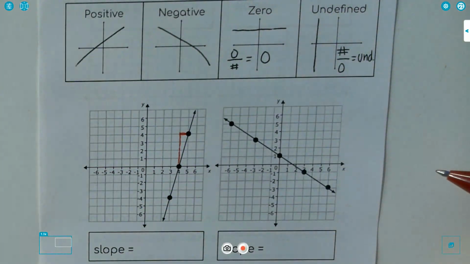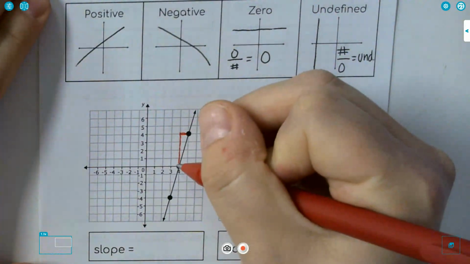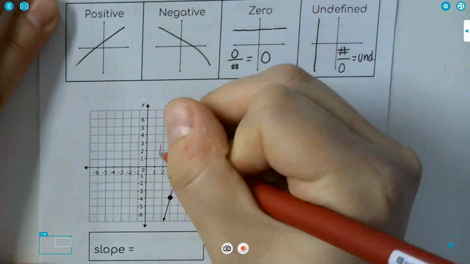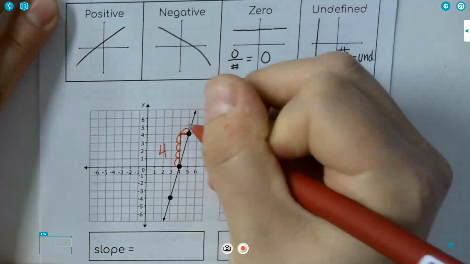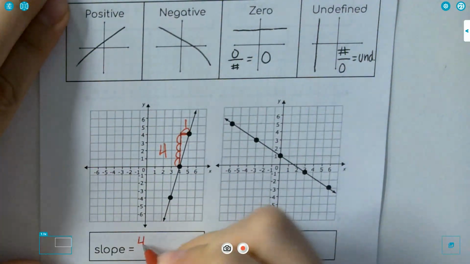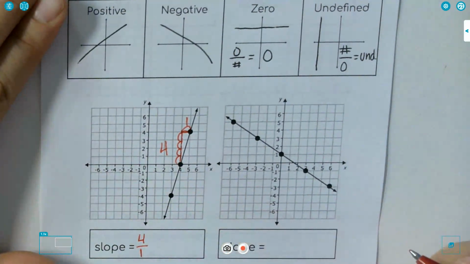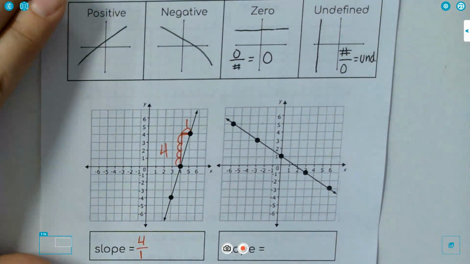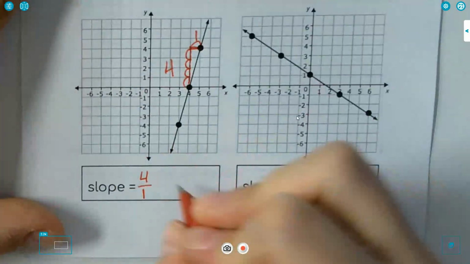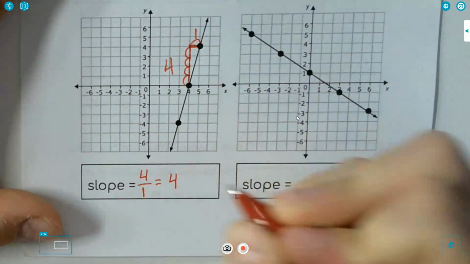When we are finding our slope, I like to draw, I call them scallops. I like to count like this and go 1, 2, 3, 4. So our rise is 4 and our run is 1. So that means our slope is 4 over 1. We can write that as 4 over 1, or we can reduce it down to be just 4. So 4 over 1 is a correct answer, and 4 is a correct answer.